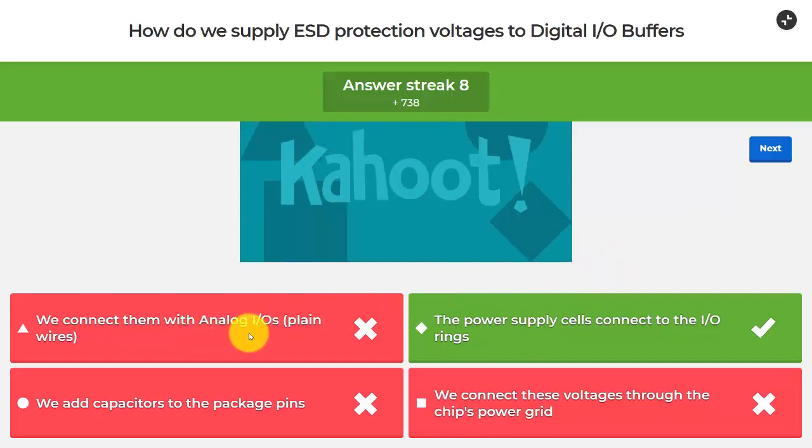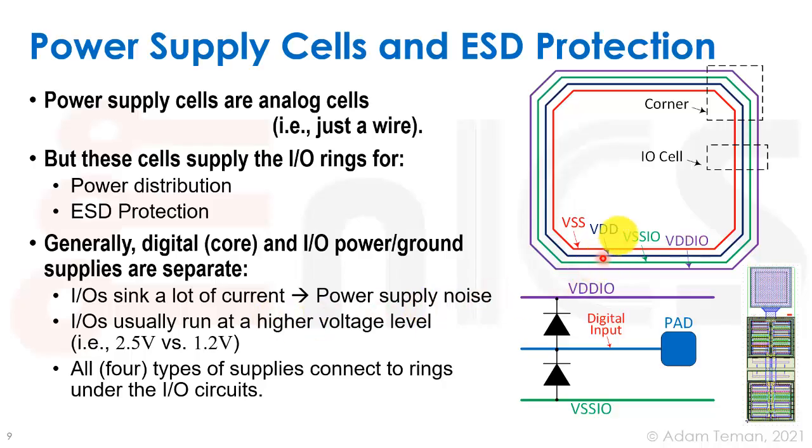So the question was, how do we supply the ESD protection? And the answer, of course, was that the power supply cells connect to the IO rings, which we showed above. I wrote that we could connect them with analog IOs, but analog IOs actually don't connect at all in some cases to the ESD. So just going back over here, if we put an analog IO over here, it will also probably have these diodes to protect it.